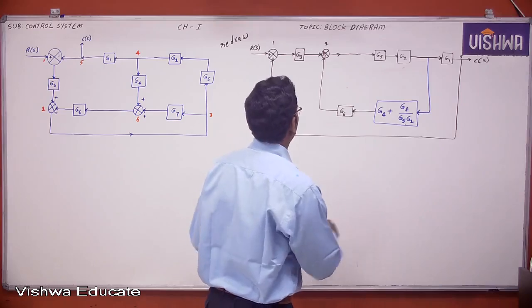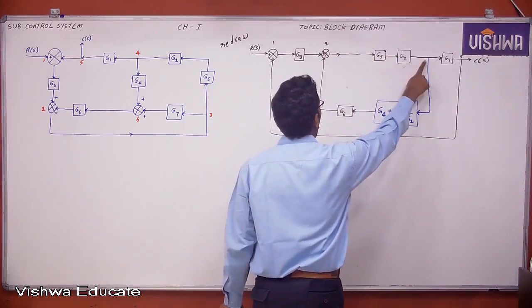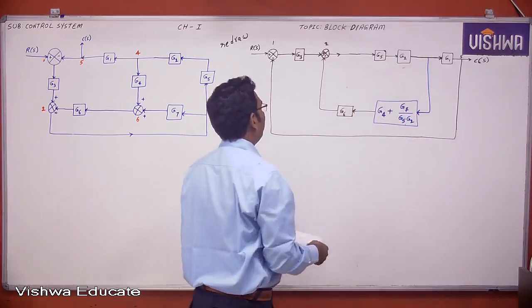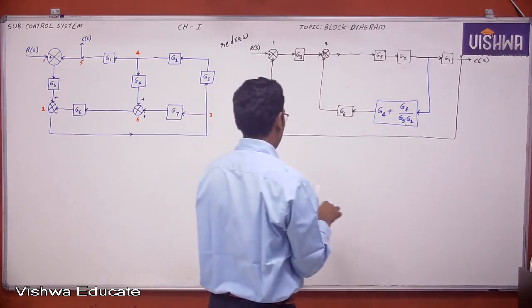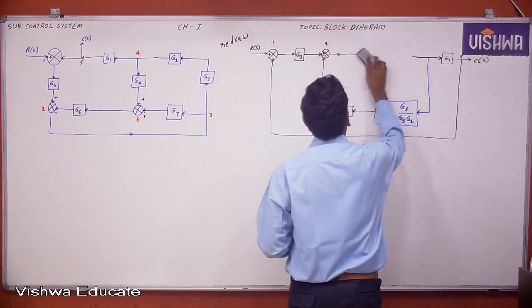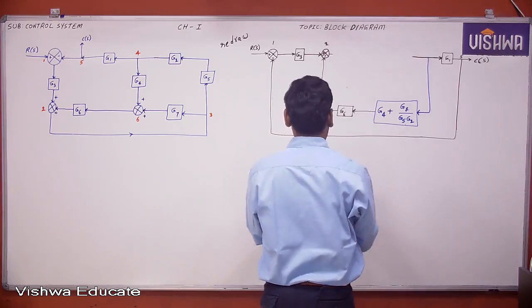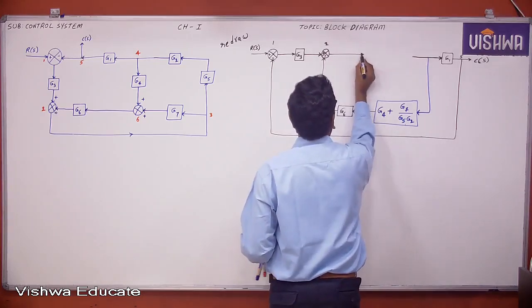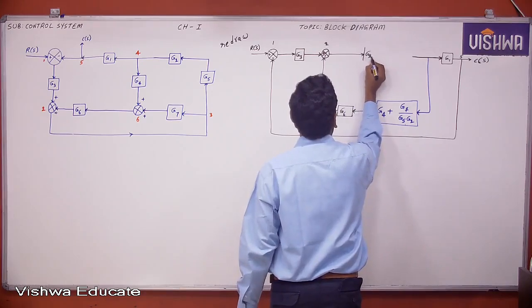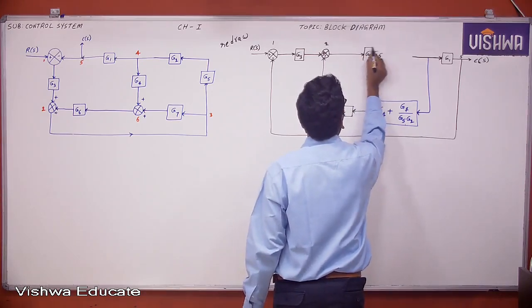Now see this one. This is one forward path and this is the feedback path. So this is remove G2 G5. Now it is a very easy operation. G2 G5.